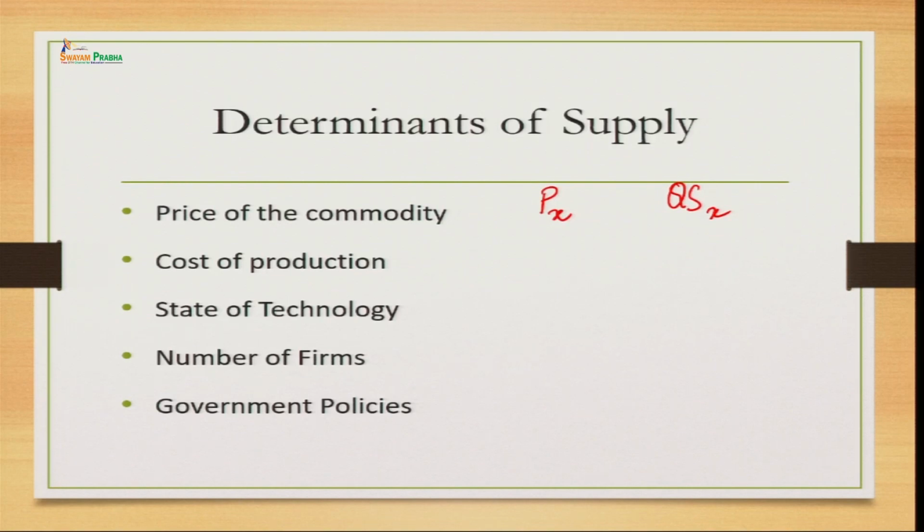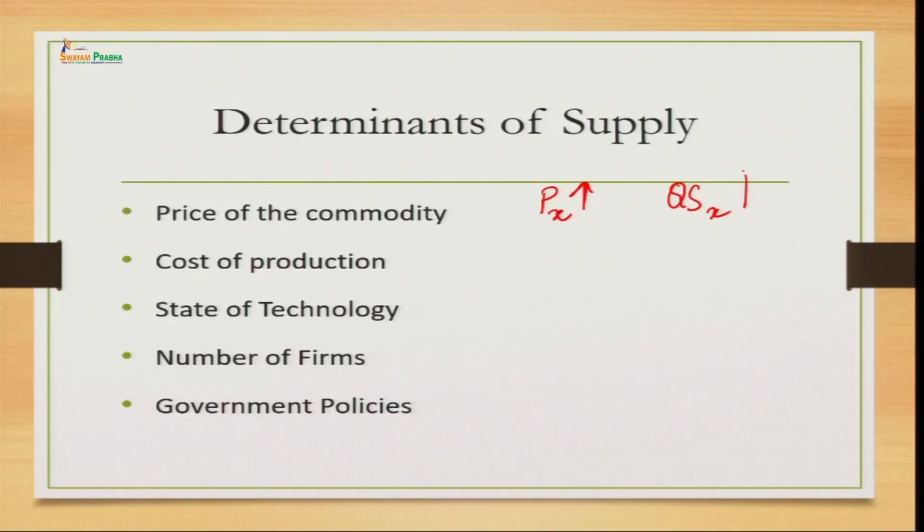The producer wants to supply more at higher prices. So, price here is having a positive relationship with the quantity supplied in the supply case, whereas in the demand case, price is inversely related to demand, because the consumer would like to buy more at a lesser price and less at a higher price. So, here the price of a commodity is having a positive relationship.